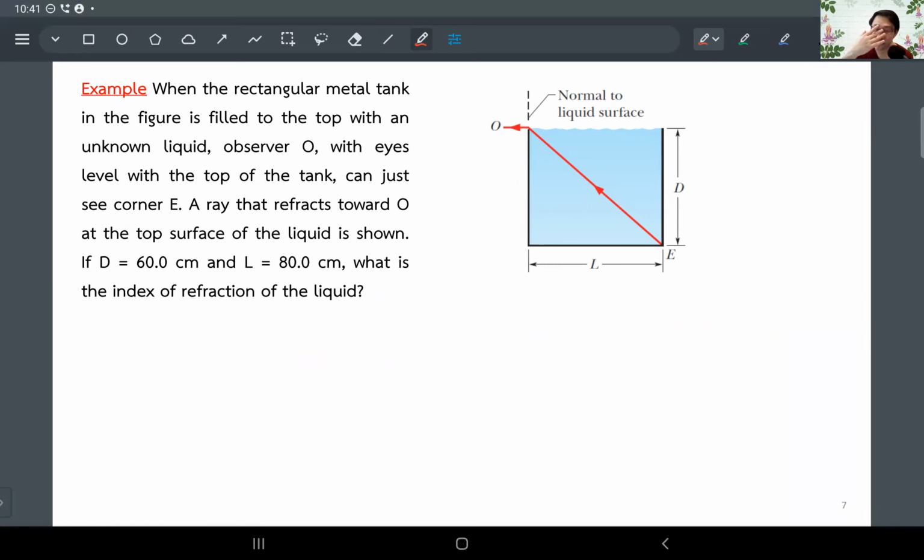Even though this is not totally realistic, it is doable, close to this scenario. It's by glancing through the surface of the water. It turns out you can see the bottom corner of the tank. So the corner E appears to you. A ray that refracts toward your eyes at the top surface is shown, so that's what the red ray is doing. If the dimensions of the tank are given, what is the index of refraction of the liquid? You guys try this one.